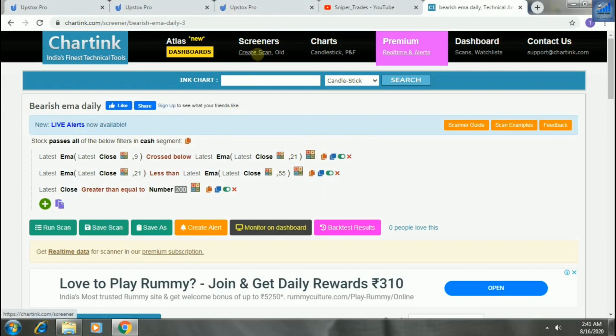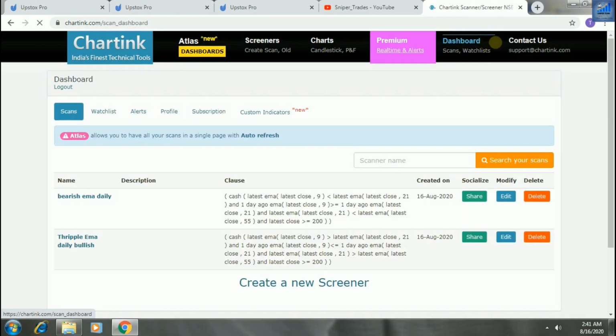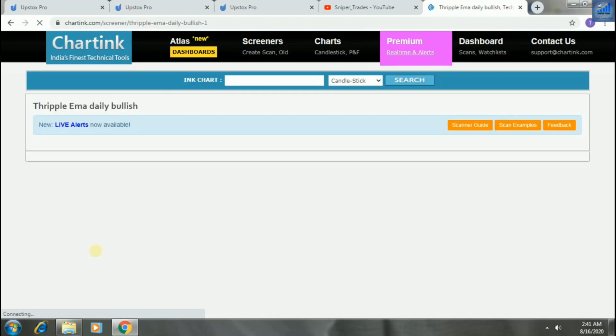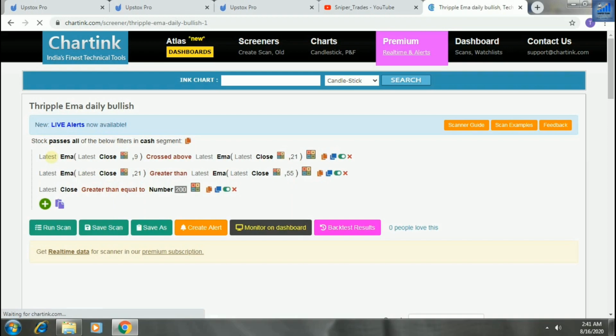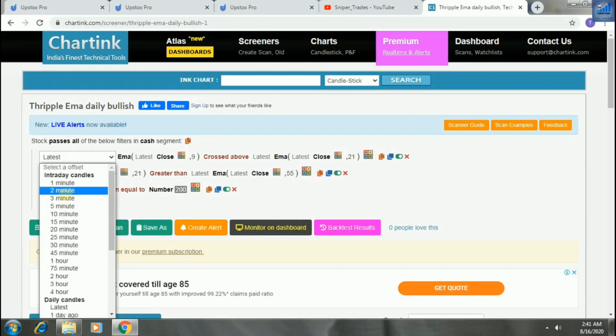This is the strategy, the scanner for positional trades, where we use the daily time frame. For trading intraday we use a lower time frame, right? For viewing the saved scanners, click dashboard and click any of the strategies we have saved. I'm clicking bullish here. To change this into an intraday strategy, just click the daily time frame and select any of the time frames. I'm selecting 5 minute here.